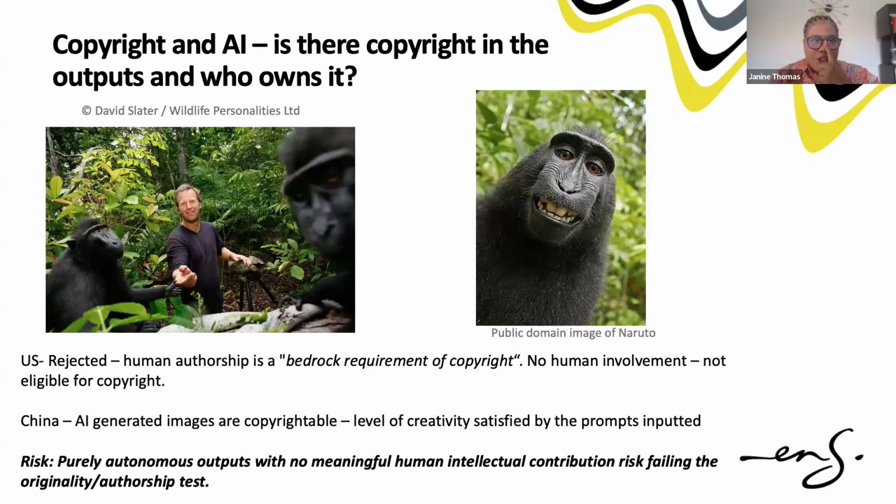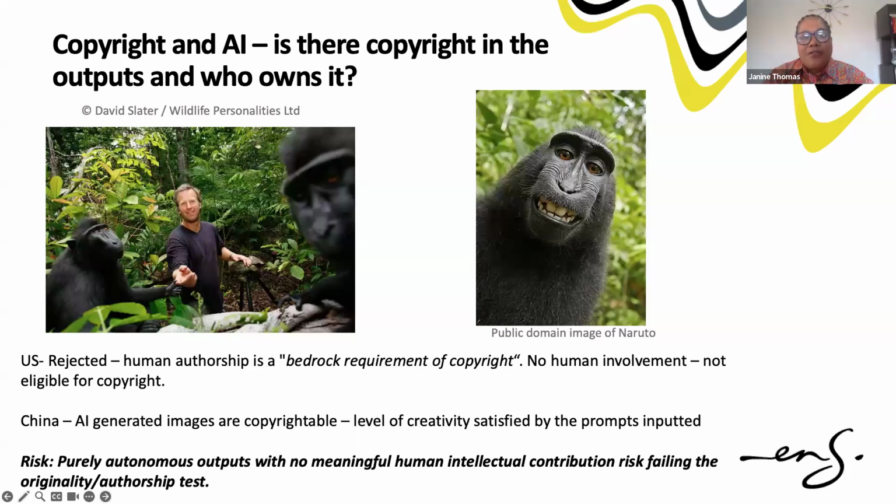Similar jurisdictions follow the same logic. Even in the US, the images on the screen relate to a photographer, Mr. David Slater, who was a wildlife photographer. He left his camera in the wild, and our dear friend on the right there took a wonderful picture of himself on his own. When the photographer wanted to register copyright in the US for the photograph, the US Copyright Office rejected this on the basis that human authorship is a bedrock requirement of copyright. In other words, if there was no human involvement in the creation of the work, it was not eligible for copyright. More recently, China has taken a much more liberal approach in the context of AI, and they have said that AI images are actually copyrightable, and that the level of creativity required would be satisfied by the prompts that are inputted into the AI tool.